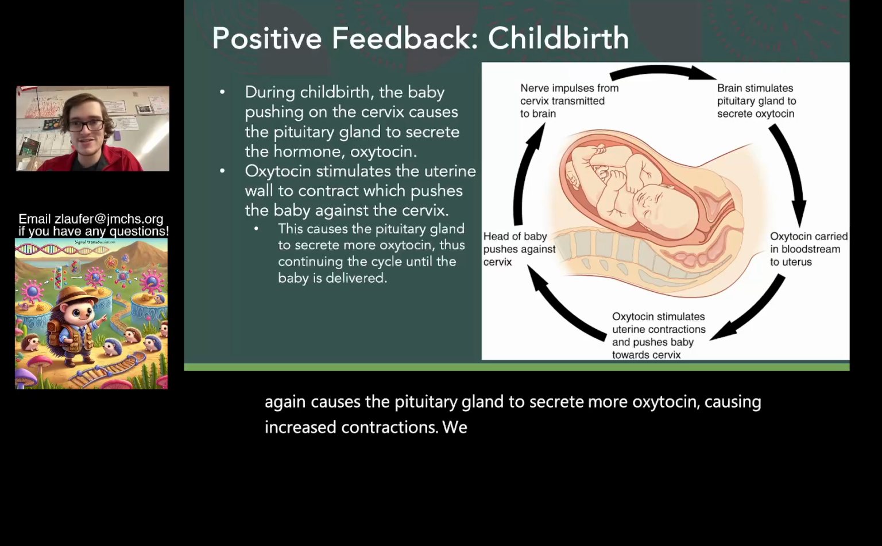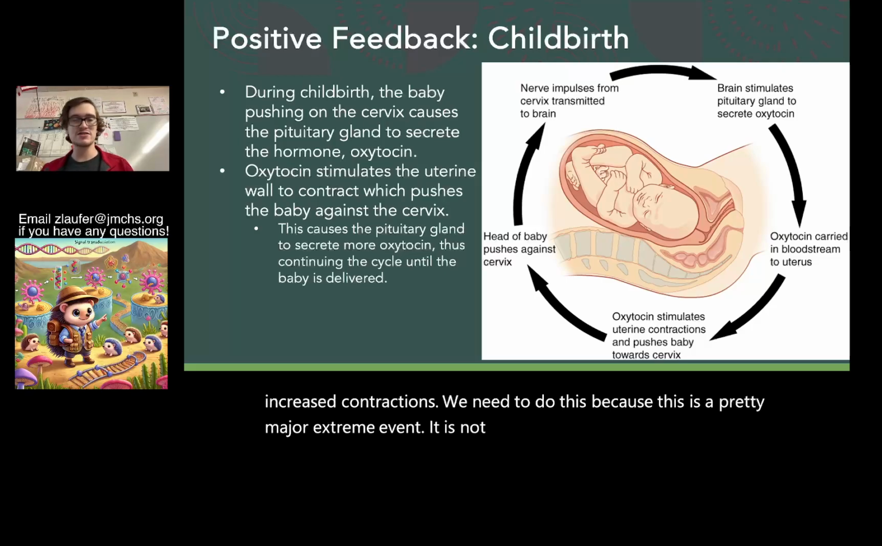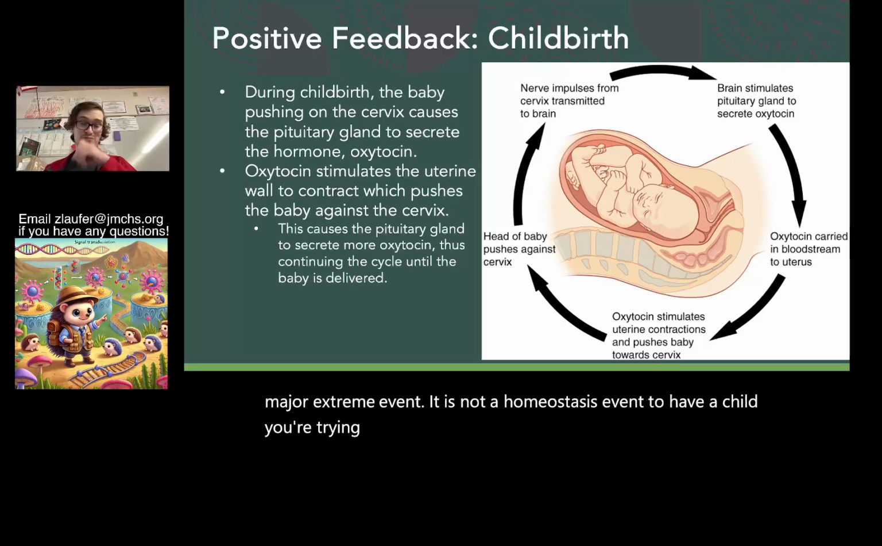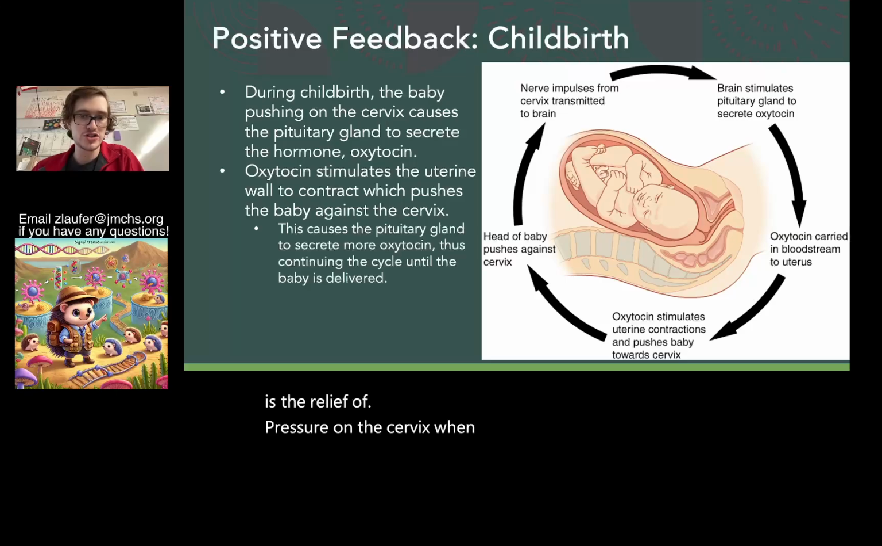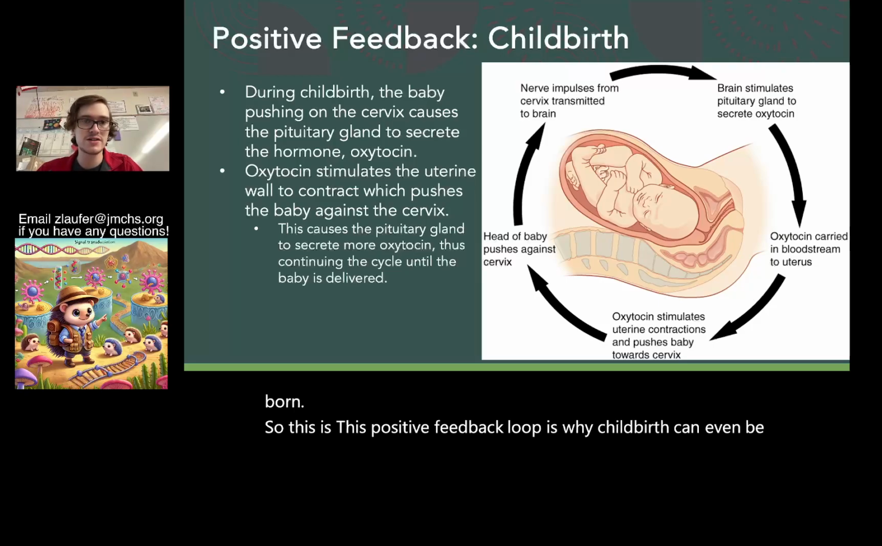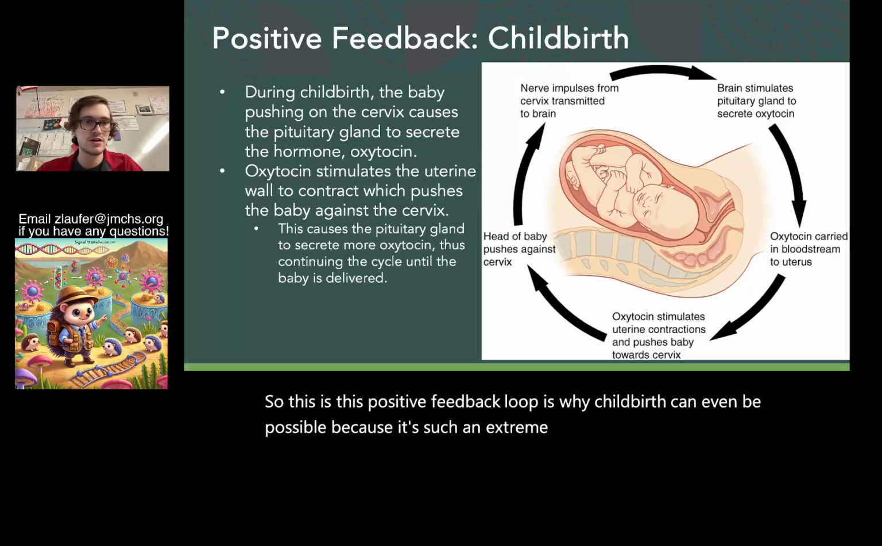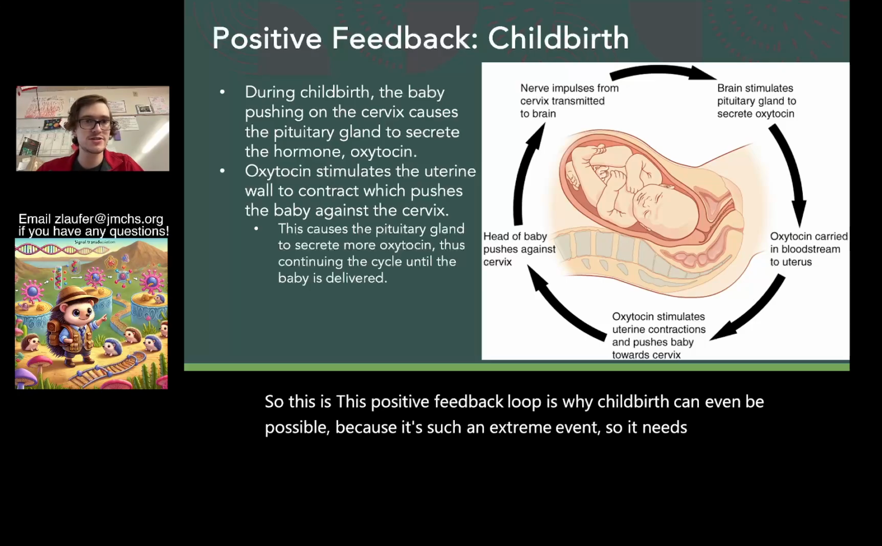We need to do this because this is a pretty major extreme event. It is not a homeostasis event to have a child. You're trying to ultimately cause a major change and cause the baby to be born. And so the only thing that shuts off this pathway is the relief of the pressure on the cervix when the baby is actually pushed out and born. So this positive feedback loop is why childbirth can even be possible, because it's such an extreme event. So it needs an extreme stimulus.